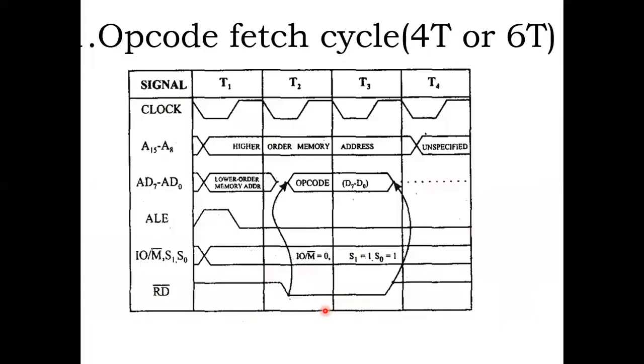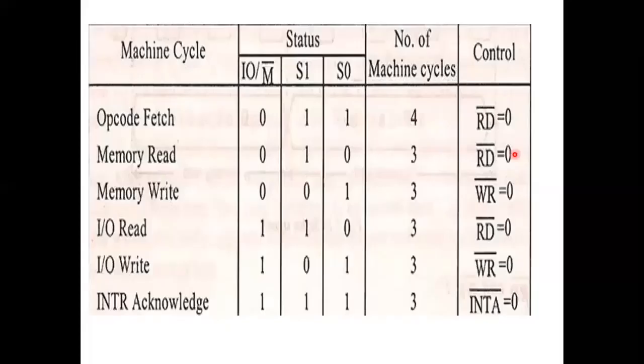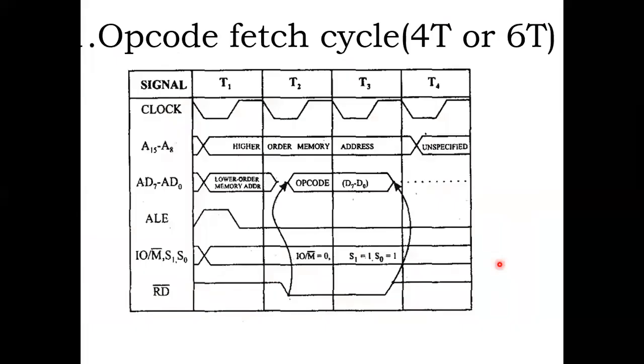Here all the control signals are active low signals. That means if these values are 0, the control signal will be enabled. RD bar equal to 0 means the read process will be defined. WR bar equal to 0 means the write process will be defined. So this is the example of the opcode fetch cycle. That is 4 T states: T state 1, 2, 3, 4, each a clock pulse, low and high, low and high.